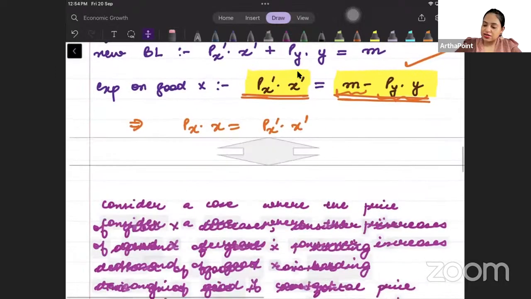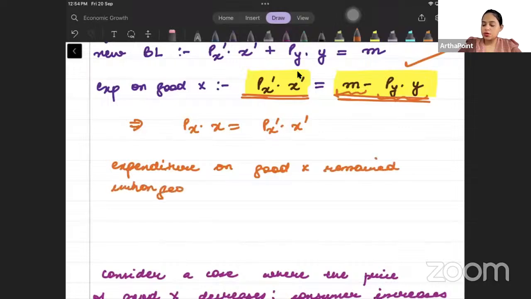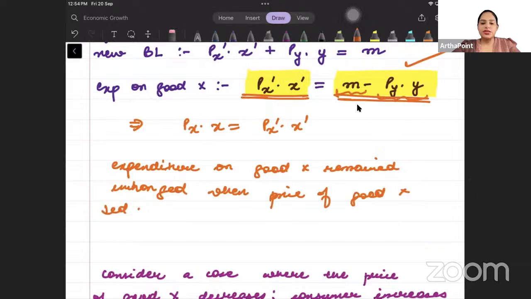So what is this telling us? This is telling us that expenditure on good X remained unchanged when the price of good X decreased. We changed the price of good X. We have decreased the price of good X. But when we changed the price of good X, the expenditure on good X has remained unchanged.